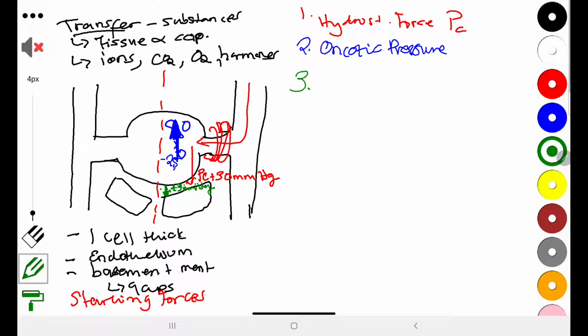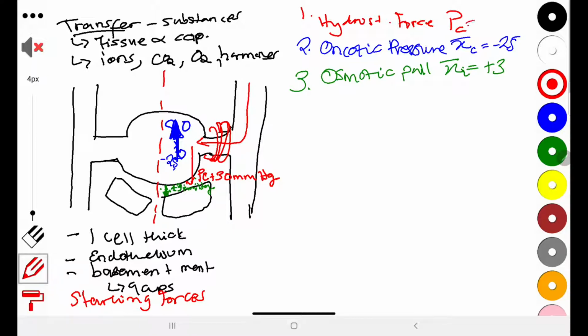So this one is an osmotic pool, but usually you find it as oncotic as well, but I'll call it osmotic pool. And we'll put it as pi I, and we'll say positive 3, whilst the oncotic, we'll say pi C, and we'll put it at negative 25, and the first one was PC, and we put it at 30.